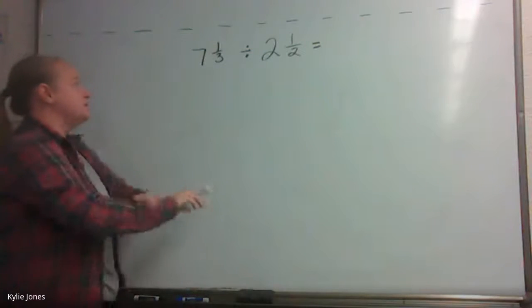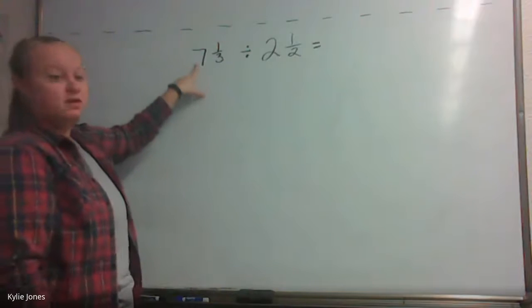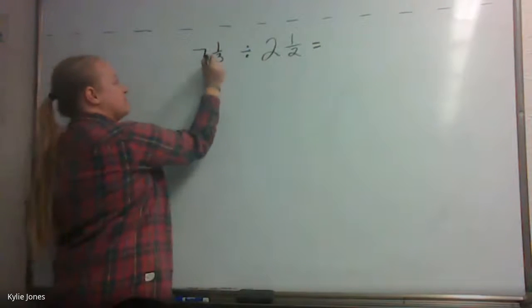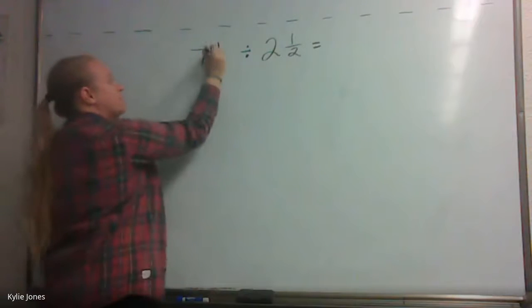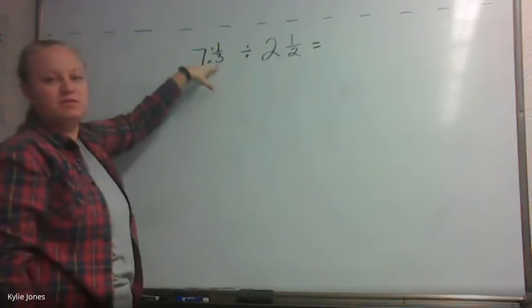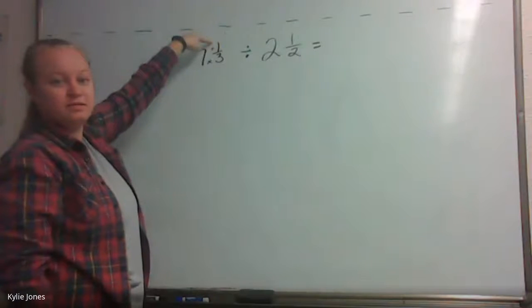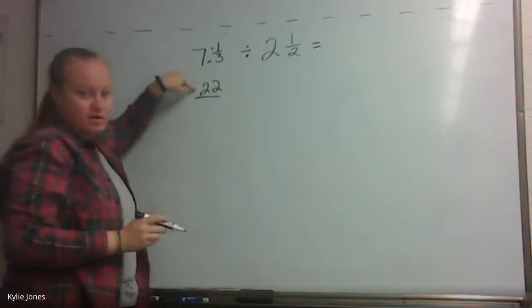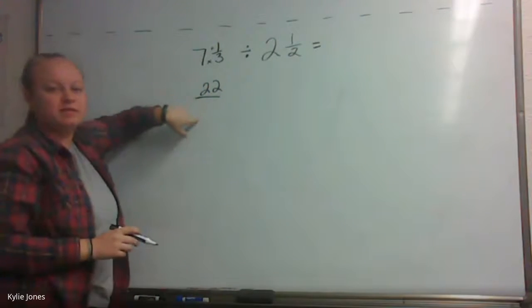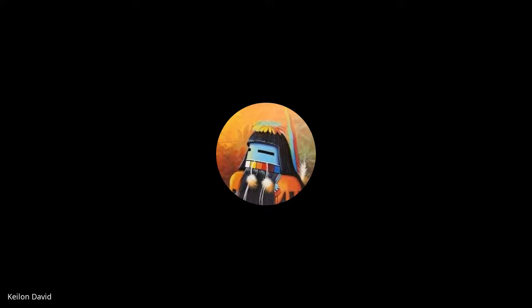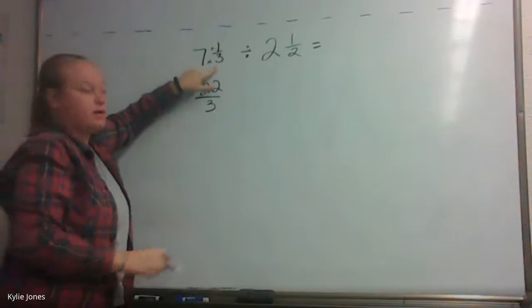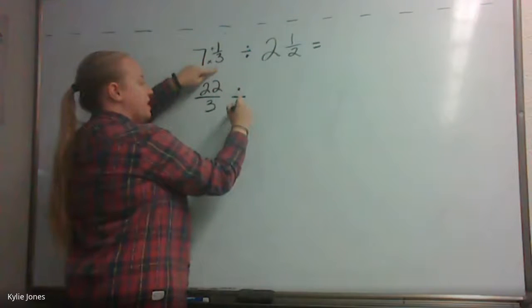So remember the process. You need to take your whole number 7, multiply it by the denominator. So 7 times 3, and then we need to add the numerator, the 1. So what is 7 times 3? 21. Plus 1? 22. 22 becomes our new numerator. It goes on the top. What goes on the bottom? What's my denominator? 3. It stays the same from what it was above.